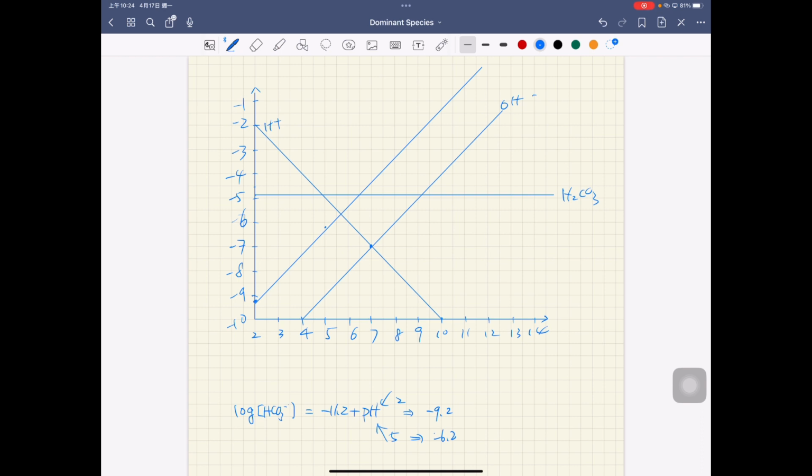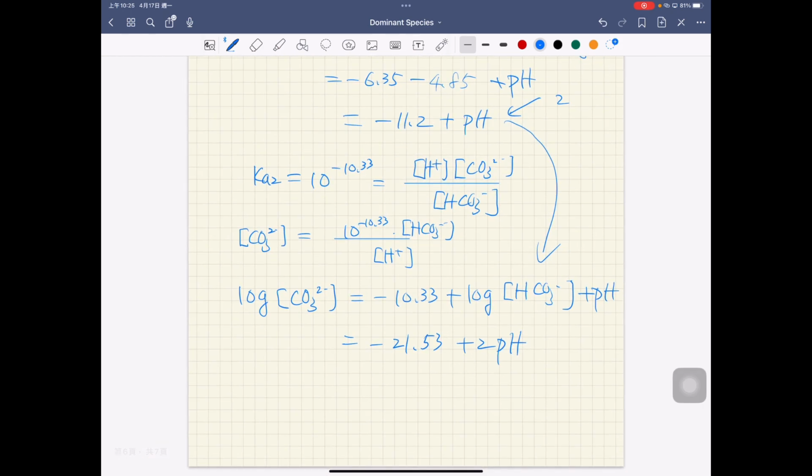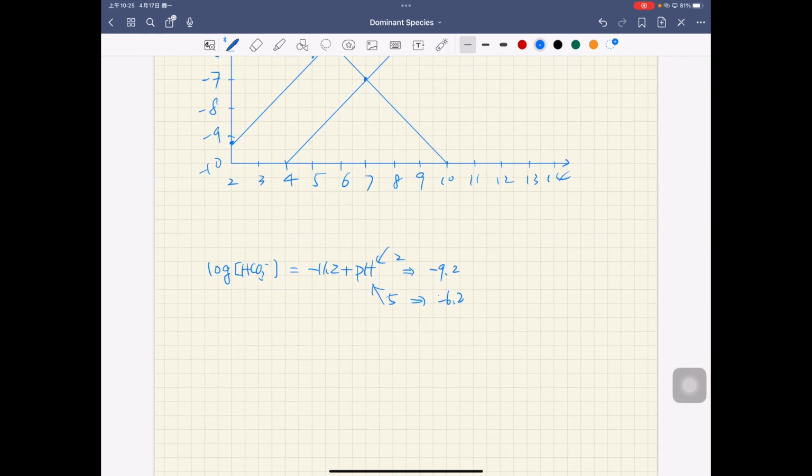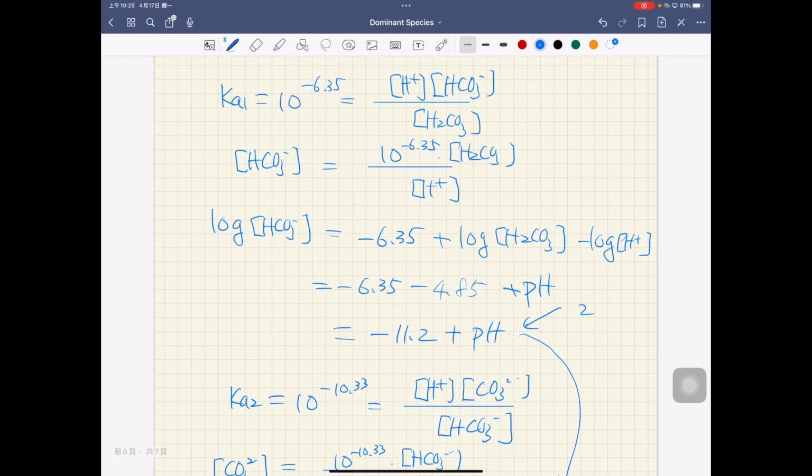Okay, you got okay with that? So this one is HCO3 minus, right? And then I have another one is minus 21.53 plus 2 pH, okay? Log minus 21.53.